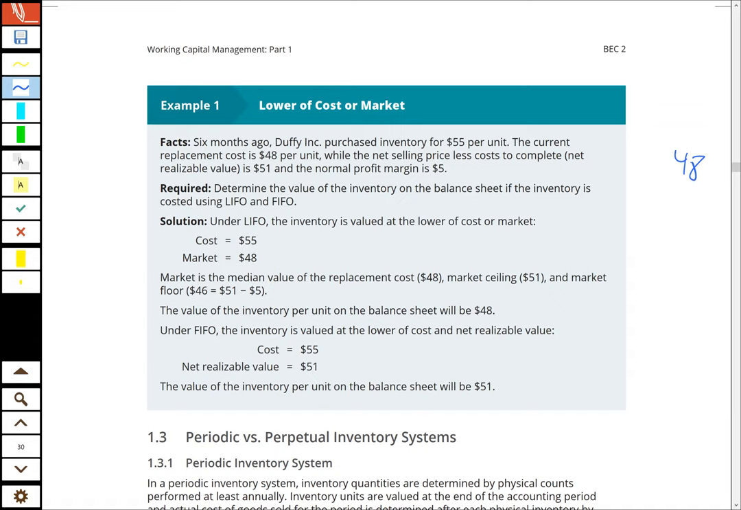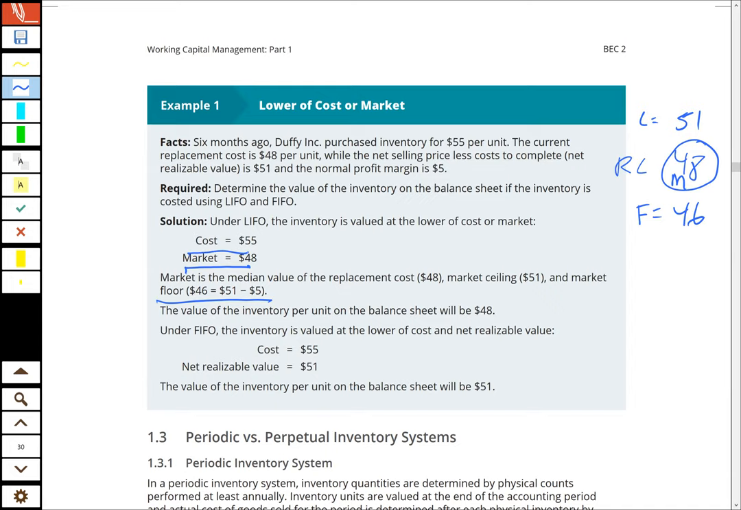The net selling price, less cost to complete, net realizable value. Thank you. They just came right out in this question. I didn't have to calculate anything and told me C equals ceiling. The ceiling is 51. They tell me the normal profit is 5. So to get my floor, F is floor, is going to be 46. So I look and now what? Now my replacement cost is not over the ceiling. It's not below the floor. So I'm going to use that as my market. Okay. So my market, putting an M there for market, is 48.